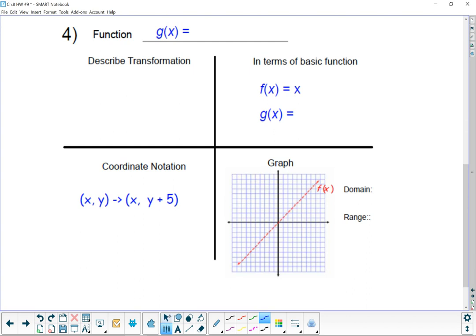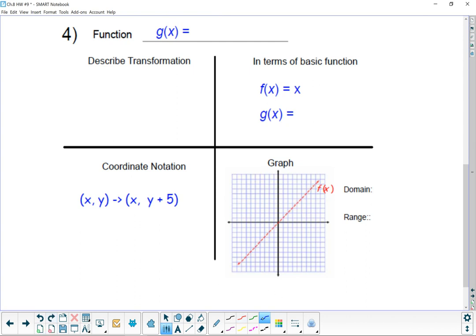Okay. Let's see. This one looks like I have a line. So it's probably a linear function. And if you look here, this is the linear function down here. So, yep. Looks like it matches. We don't have any part of the graph. We don't have any function. We don't have the description, but we do have the coordinate notation. So I think we can go off of that.